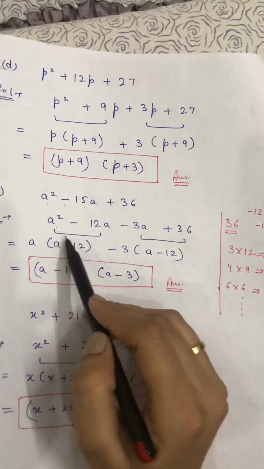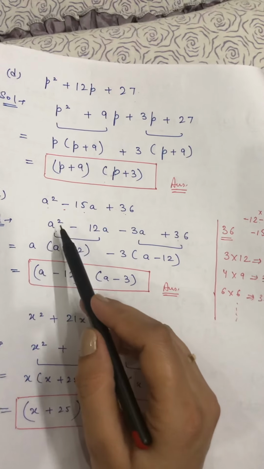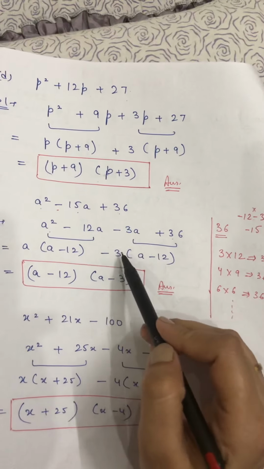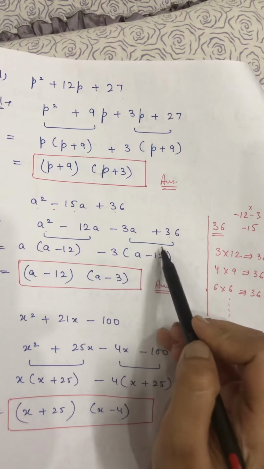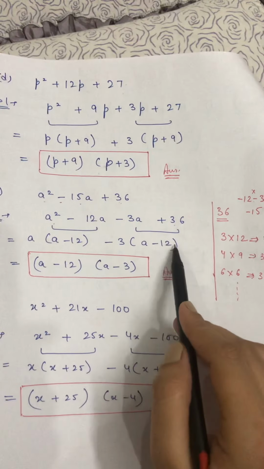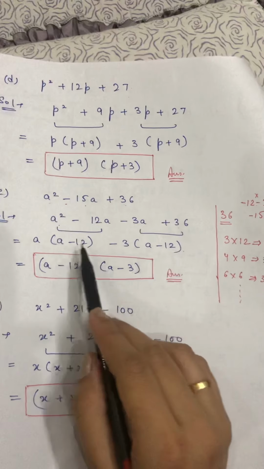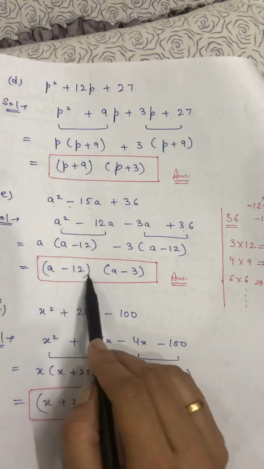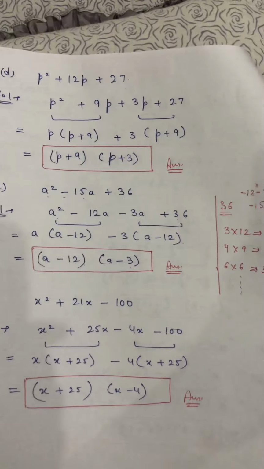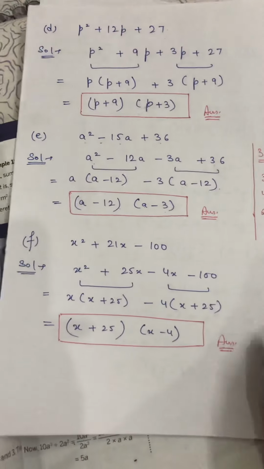Now make pairing. This is the first pair, this is the second pair. Take something common. So what is left? A is left, minus 12 is left. Take minus 3 common. What is left? A is left and minus 12 is left. 3 12s are 36. Now this bracket and this bracket are the same, so take this bracket outside, or take common. Now what is left? A is left, minus 3 is left. This will be your answer. Okay, so the other parts I have solved.